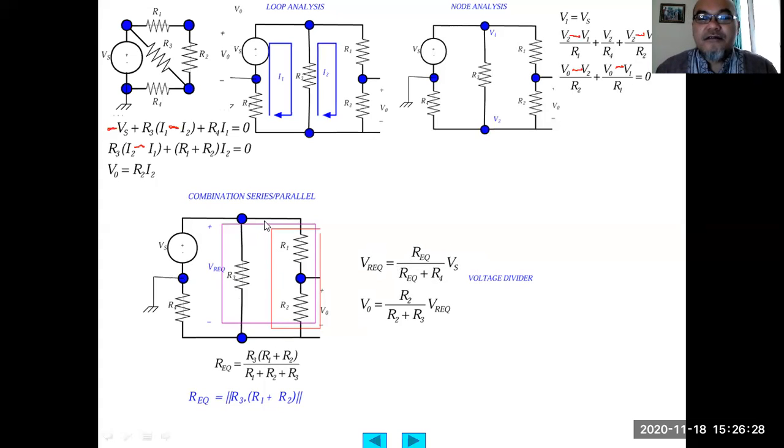So from here, V output is again another voltage divider formula, R2 divided by R2 plus R3. Actually, this is supposed to be R1, yeah? Sorry, another mistake. This is this resistor times V equivalent equals V output. Okay.